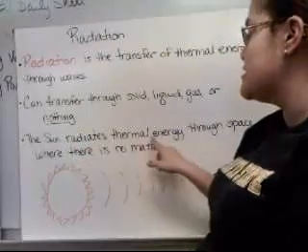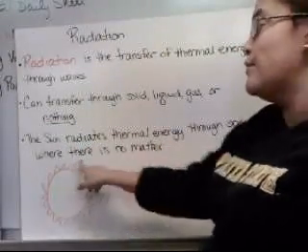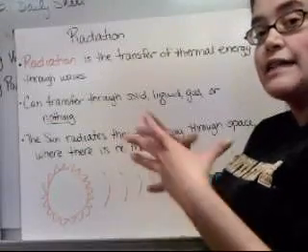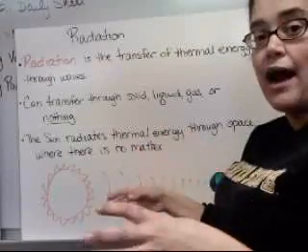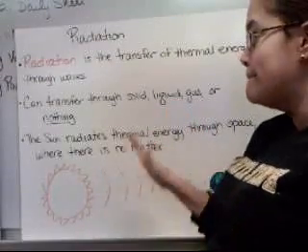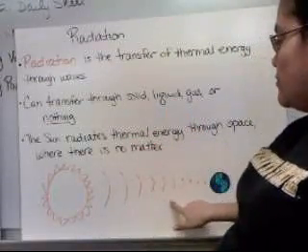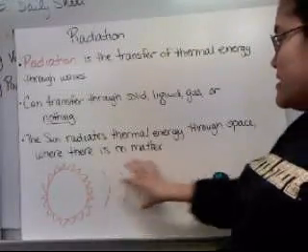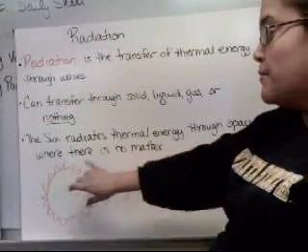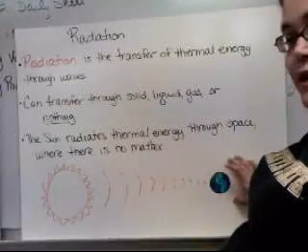So the sun radiates thermal energy through space where there is no matter. Outside of our atmosphere, there's nothing. There's no matter, there's no oxygen, there's no air, there's just nothing there. But the sun is still able to give us some of its heat energy to the earth. So there's nothing in between this space, but the waves still travel all the way to the earth.